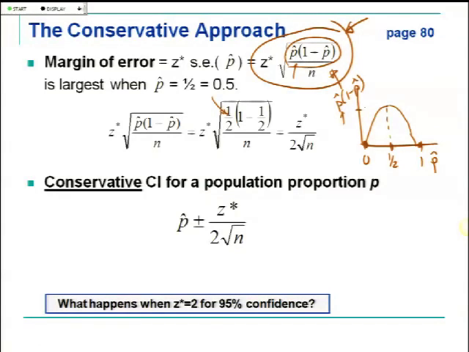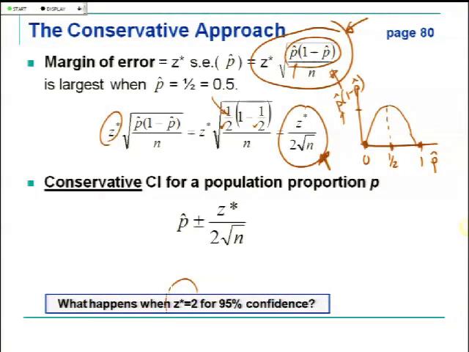So that's what we do. We take 1/2 for p hat, plug it in the two places, and I still got my z star out front, still got that sample size. So here's what the conservative margin of error looks like. Still putting in z star there, got that 2 on the bottom that came out from the 1/2, and that square root of n. That gives you an alternative confidence interval called the conservative one rather than the general one.